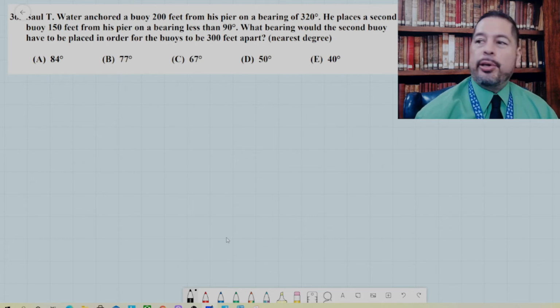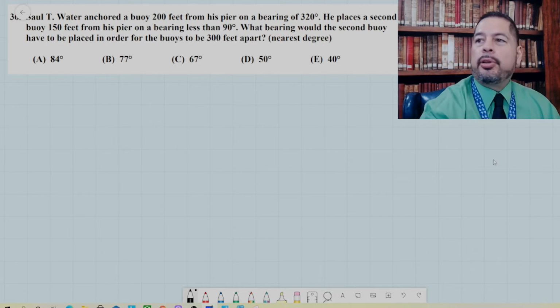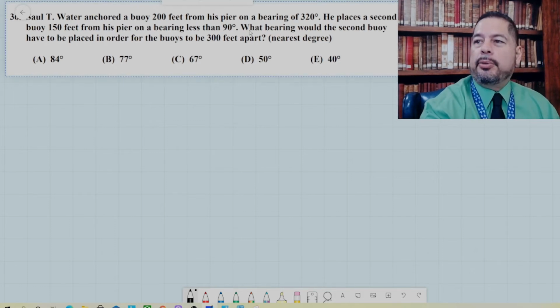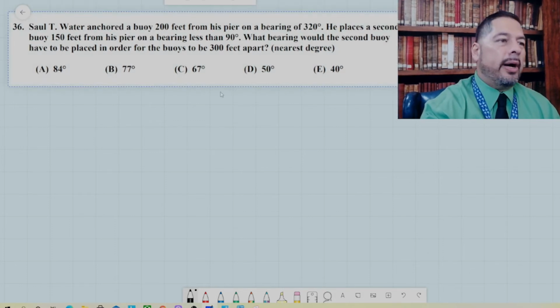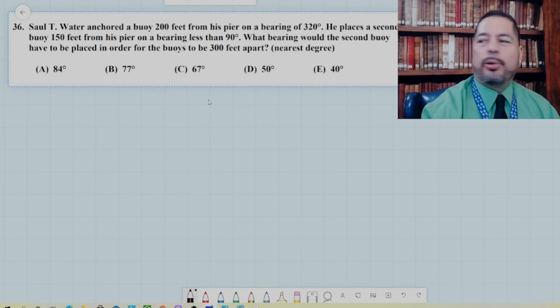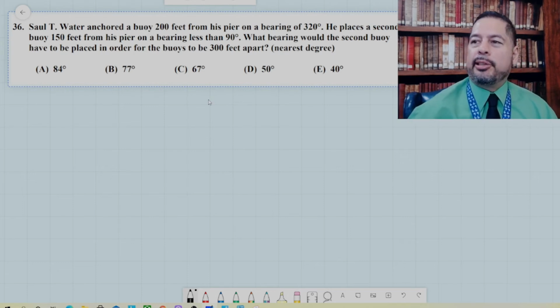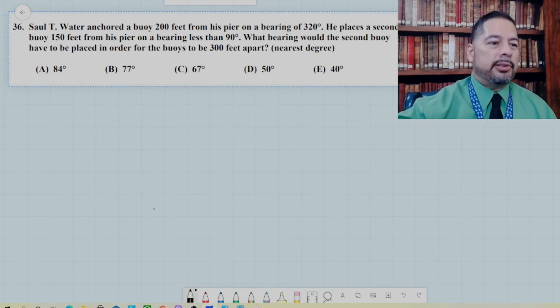This is number 36. So that we can take a look. UIL district 2019, number 36. So let's read the problem. It says, Salty Water anchored a buoy 200 feet from its pier on a bearing of 320. Let's draw a rough picture.